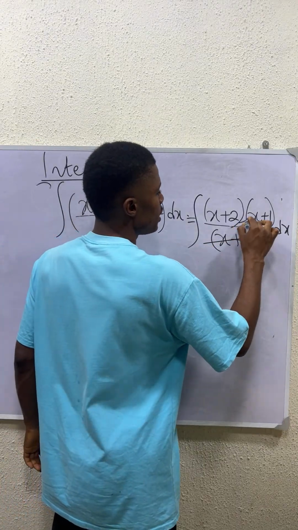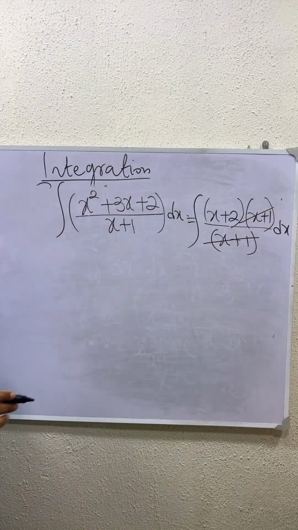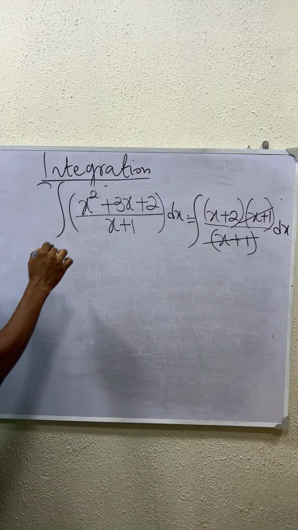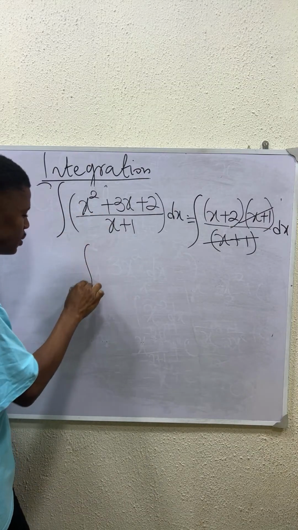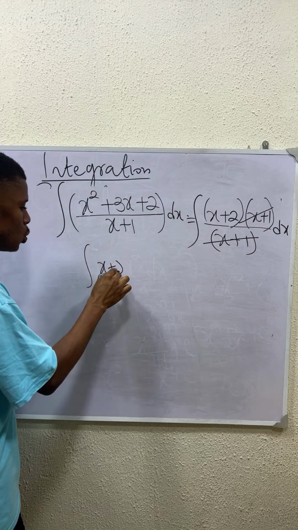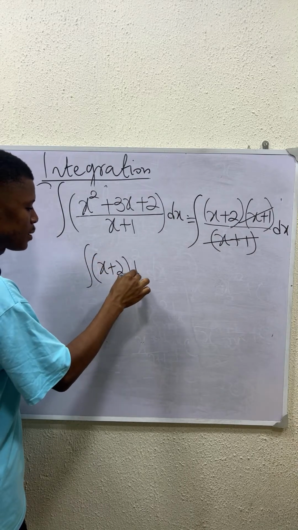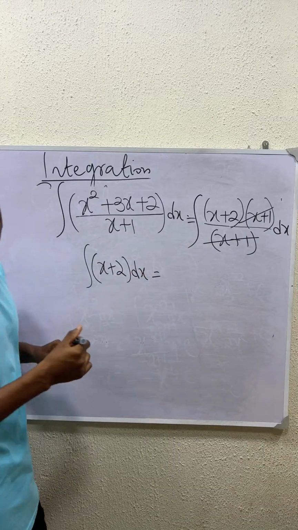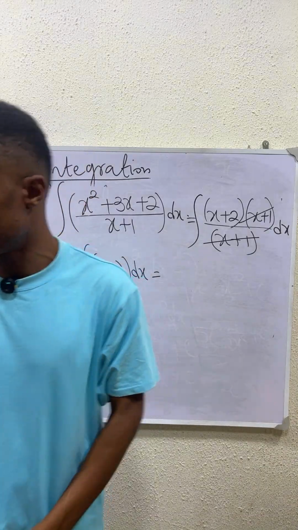Clearly, x plus 1 and x plus 1 are both here, so they cancel out. This whole integration has now been reduced to integrating x plus 2 with respect to x.